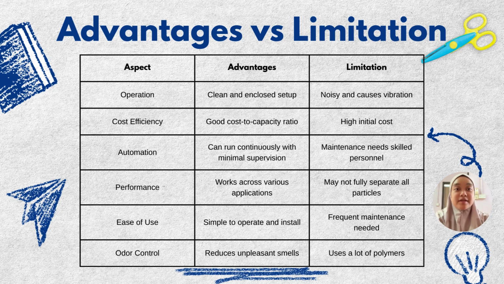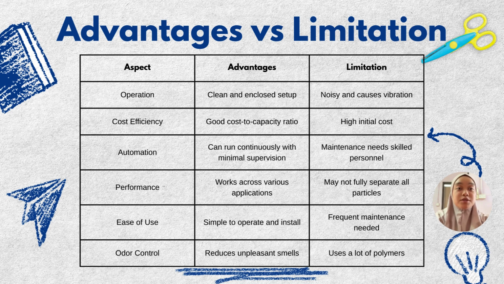Let's move on to the next part, advantages and limitations of the centrifugation method. First, operation. Centrifuges operate in a fully enclosed system, which helps maintain a clean and organized workspace. This not only improves hygiene, but also makes the setup look professional and less messy. However, high-speed spinning can produce noise and vibrations, which might be an issue in sensitive environments. Next, cost efficiency in terms of output. Centrifuges offer a great cost to capacity ratio. Over time, they prove to be economical for many industries, but it is important to note that the upfront cost for purchasing and installing a centrifuge can be quite high, especially for advanced models.